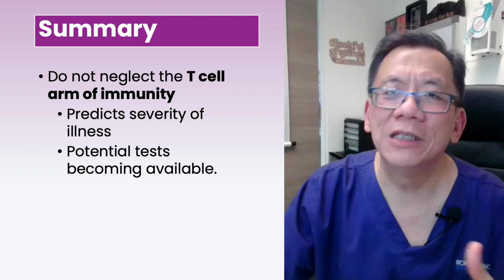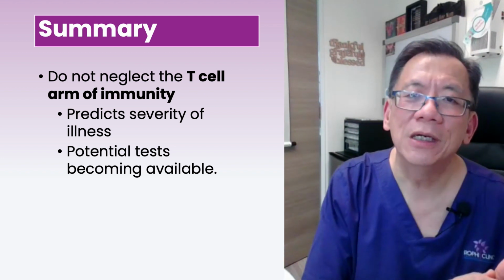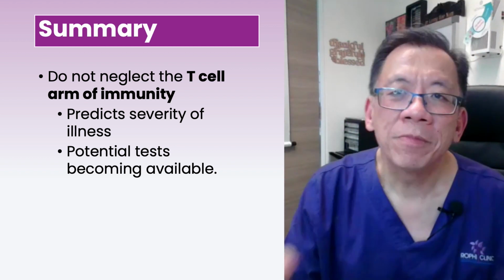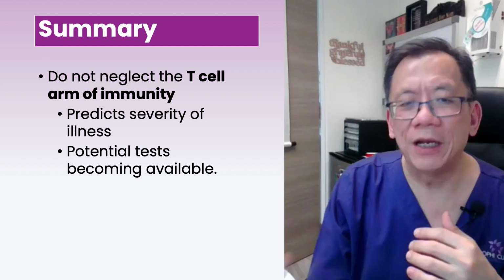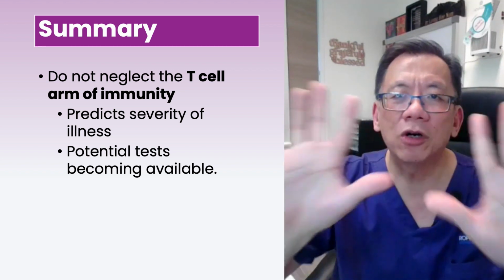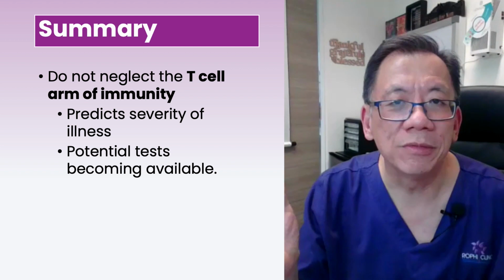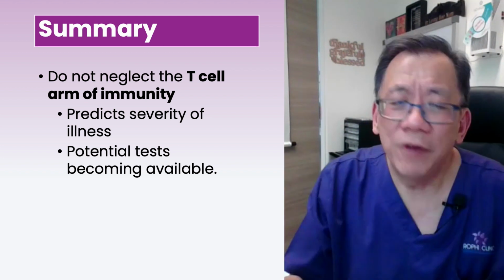So what's important is actually the T cell arm of it. The T cell arm would predict the severity of illness. If my antibodies fall but I have good T cells, then I'm able to block off the infection and I may end up with asymptomatic or no symptoms at all, or very, very mild symptoms.